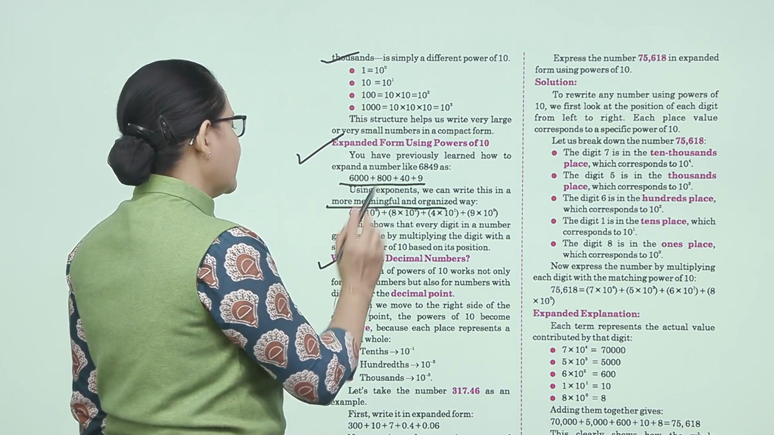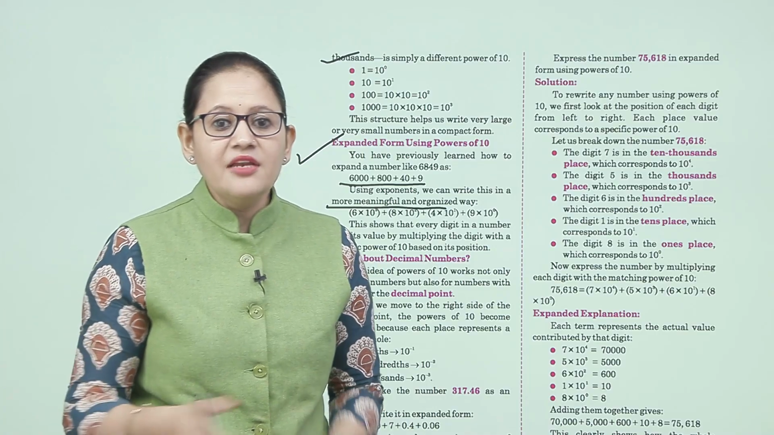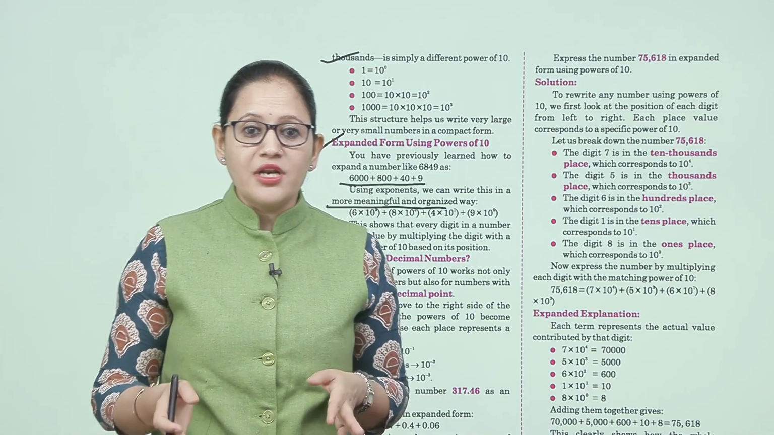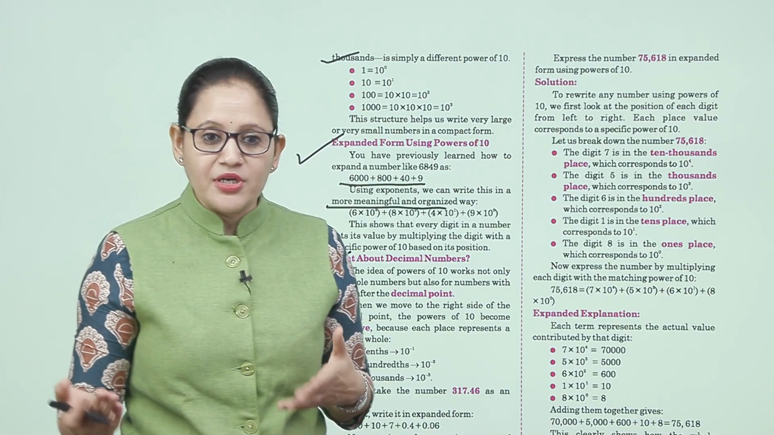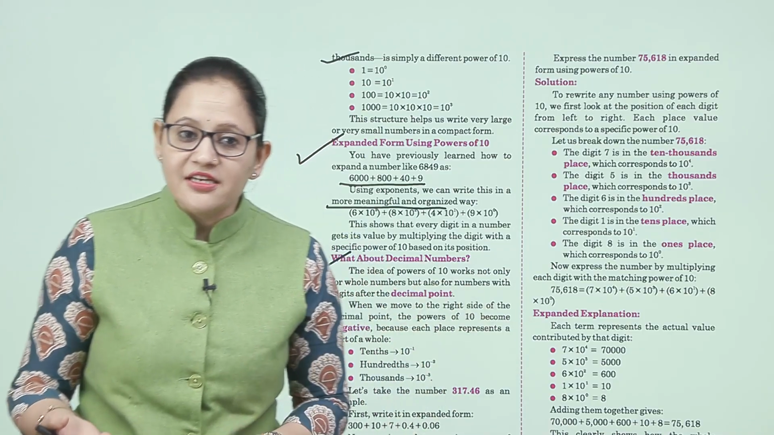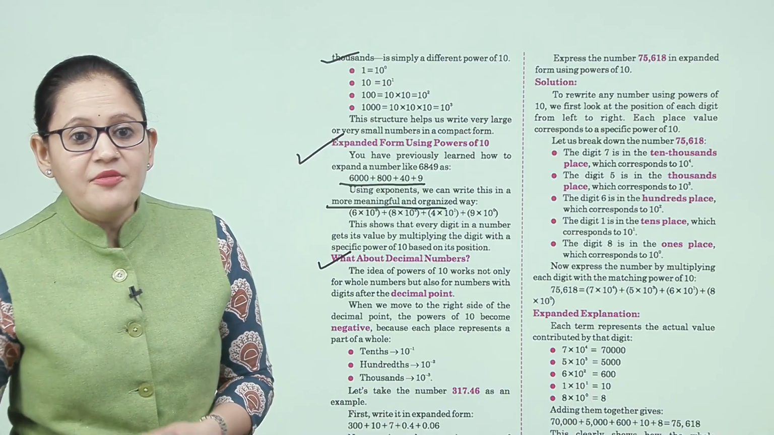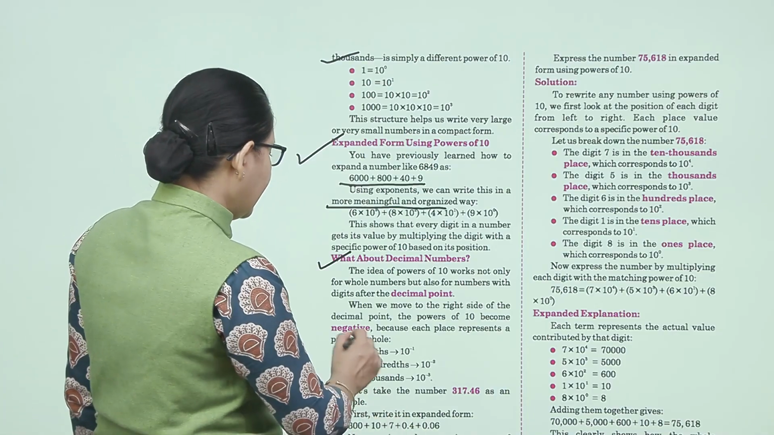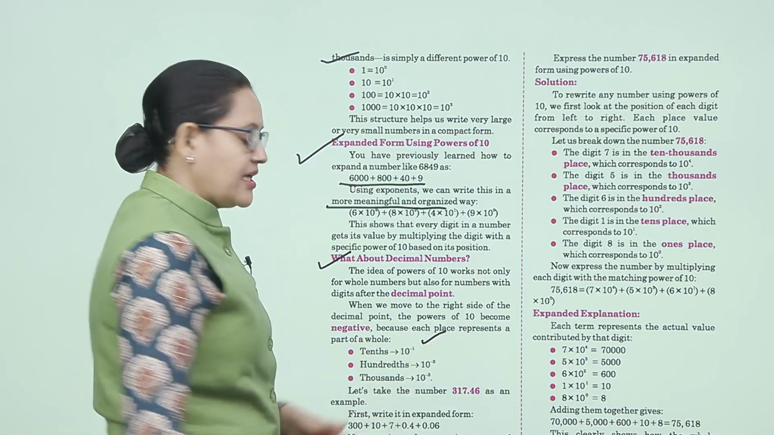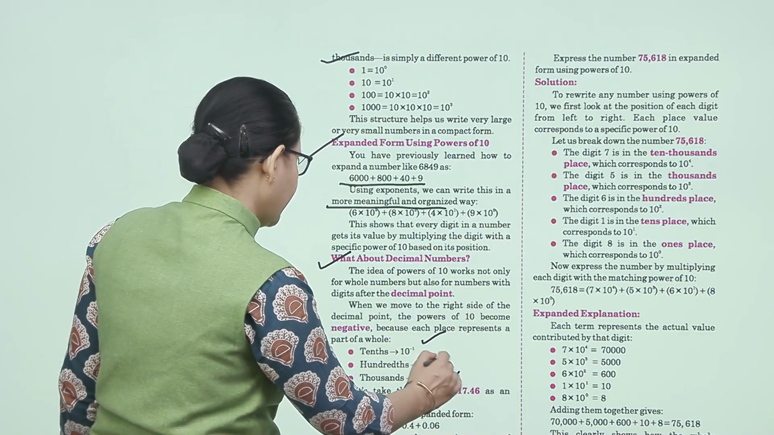Now, what about decimal numbers? The idea of the powers of 10 works not only for whole numbers but also for numbers with digits after the decimal point. When we move to the right side of the decimal point, the powers of 10 become negative, because each place represents a part of the whole. Like a tenth equals 10 to the power minus 1, a hundredth means 10 to the power minus 2, a thousandth means 10 to the power minus 3.